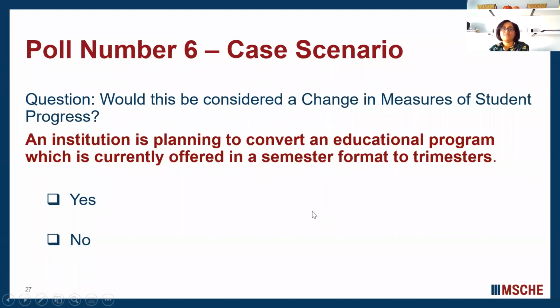And we have another case scenario in this area. And the question is, would this be considered a change in measures of student progress? An institution is planning to convert an educational program which is currently offered in a semester format and wants to change it to a trimester. Would that be considered a change in measure of student progress? And I'll start the poll.